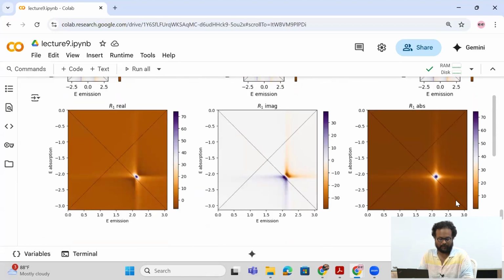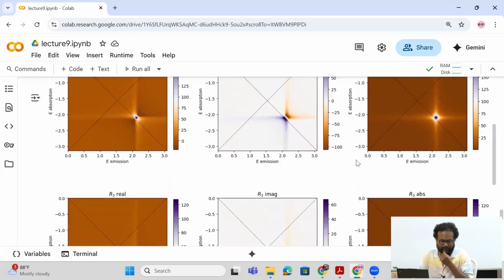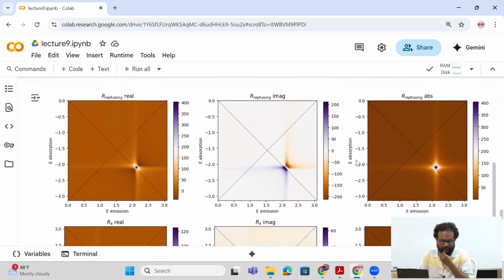And if you go to the response function, that's your R1, R2 real, imaginary, R3, R4. And this is the R rephasing, the final plot. And what you see is a feature here. Now it's slightly off diagonal. I think that's a glitch in the code again. It's not perfect, unfortunately, but this is absorptive line shape, pretty much there. This slight shift, I think it's an artifact coming from the Fourier transform, which can be fixed.